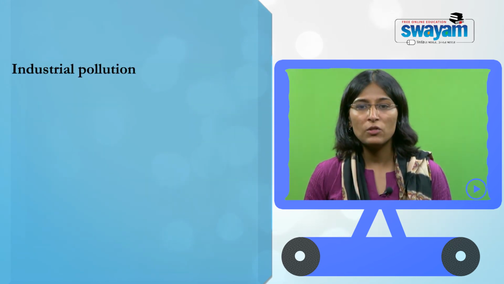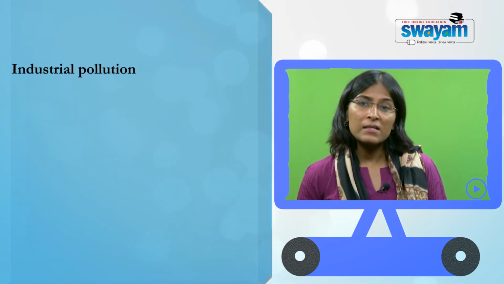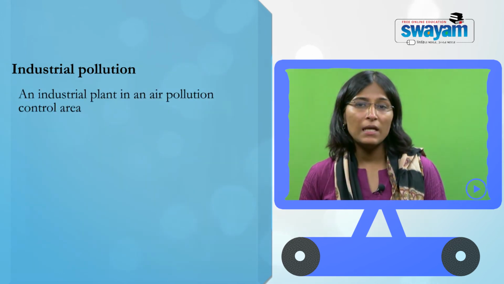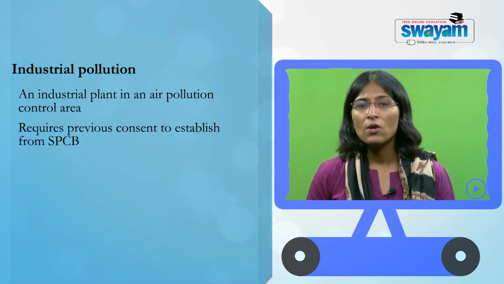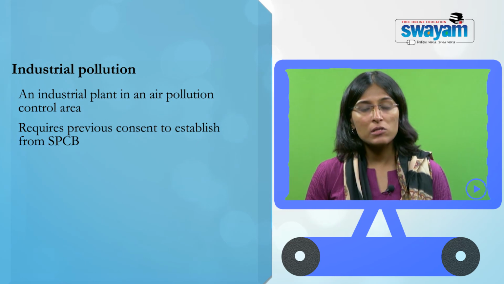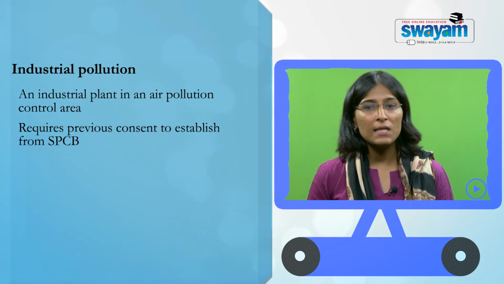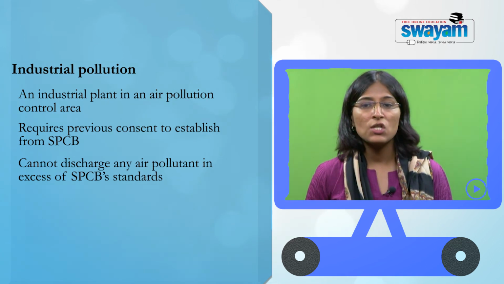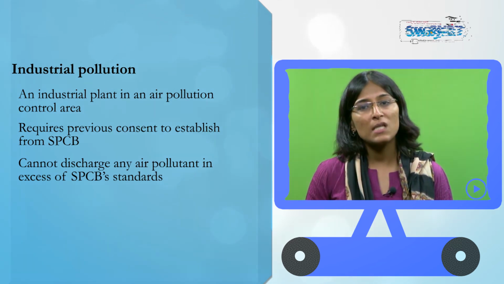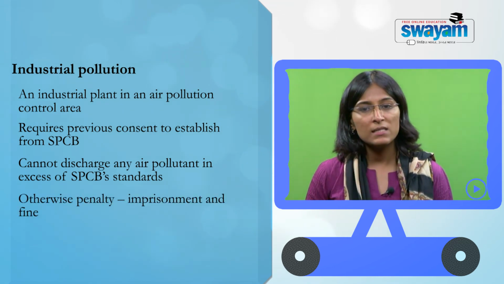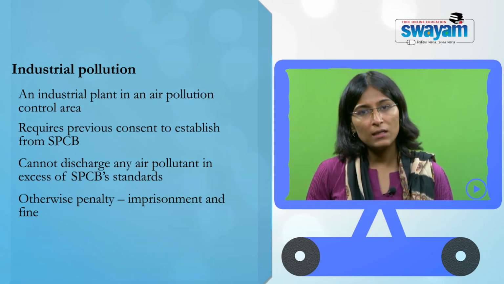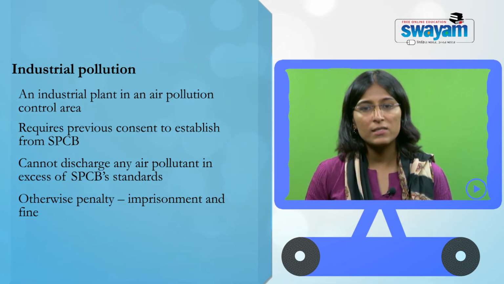Now, moving on to some specific forms of air pollution. One of the more common forms of air pollution is industrial pollution. Now, the Air Act states that an industrial plant in an air pollution control area requires previous consent to establish from the State Pollution Control Board. Also, such an industrial plant, once it starts operating, is not permitted to discharge any air pollutant in excess of the standards laid down by the State Pollution Control Board under the Air Act. Otherwise, such a plant would be subject to penalty which takes the form of imprisonment as well as fine.